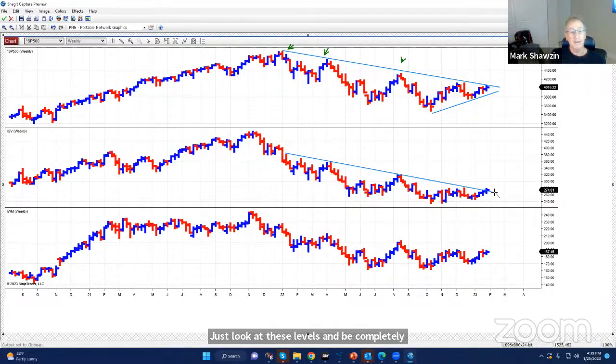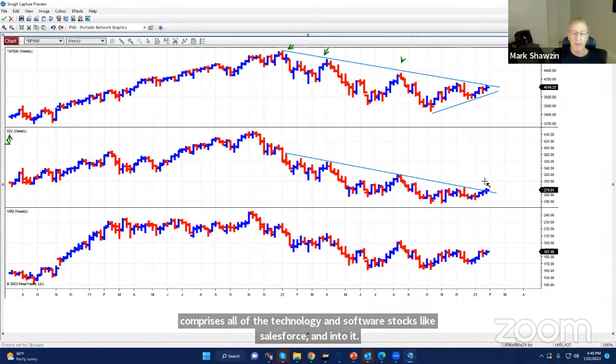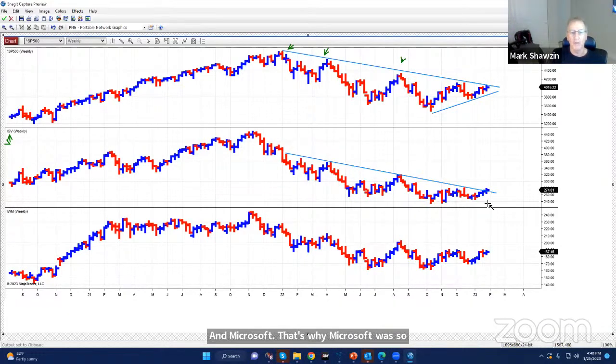So this particular ETF is called the IGV, and it's a weekly chart. This is an ETF that comprises all of the technology and software stocks like Salesforce and Intuit and Microsoft. That's why Microsoft was so important to how this index was going to behave. And at some point today, with Microsoft selling off so badly, this thing was looking like it was reversing.